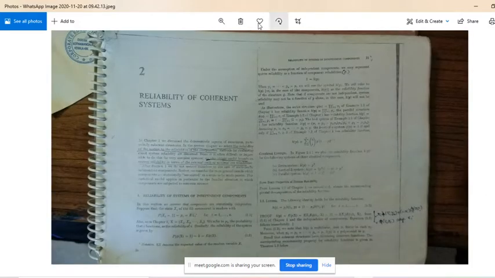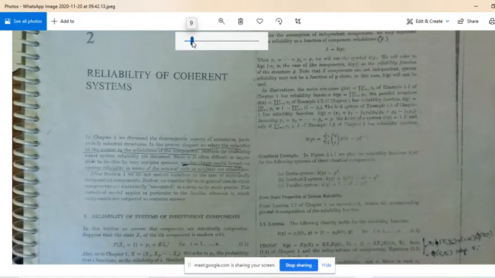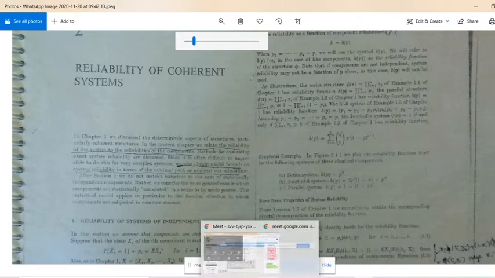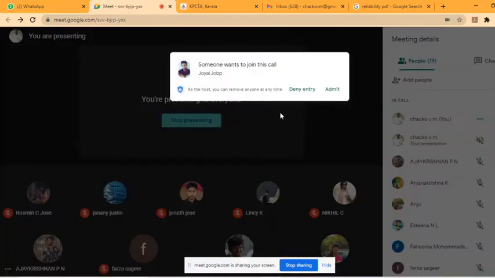This is actually chapter number 2, reliability of a coherent system. I think we have already discussed the coherent system. What is the speciality of coherent system? What is meant by coherent system?